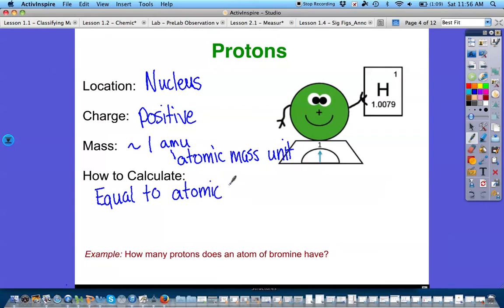So positive protons give the element its personality: P, P, and P. If we take a look at our periodic table, we want to know how many protons bromine has. The symbol for bromine is Br, and you should find that it is atomic number 35. So it has 35 protons.